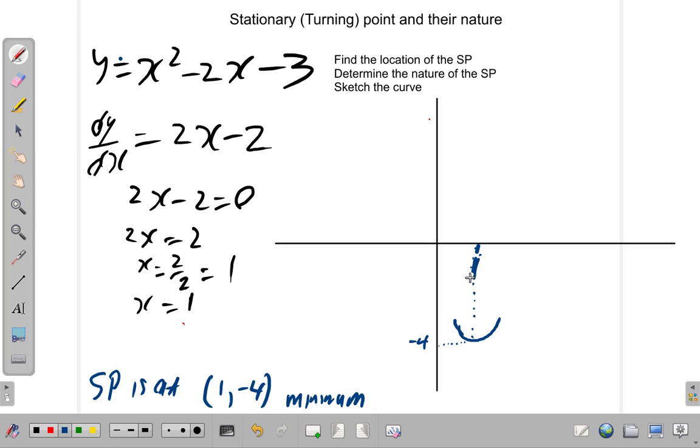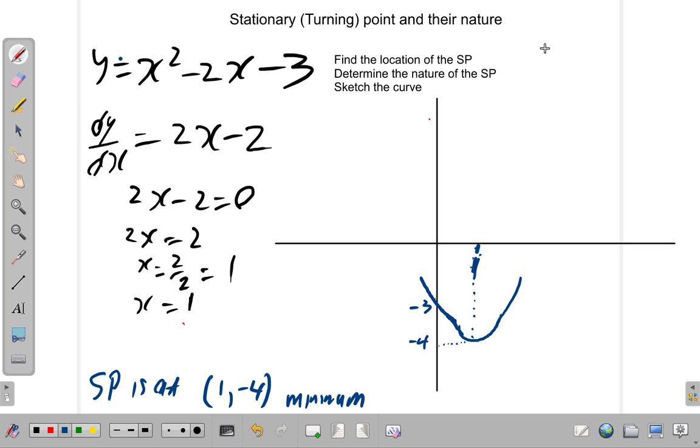That's 1. Good. Since we want to sketch the curve, where does the curve cut the x and the y-axis? Sketching the curve here is a bit of work. So we want to know when x equals 0, what is y? Well, 0 squared minus 0 minus 3, y is -3. So we see -3 here. Oh, my curves start to look a bit shaky.